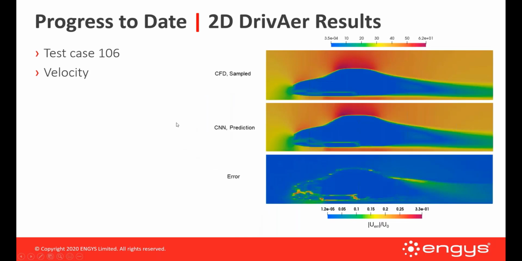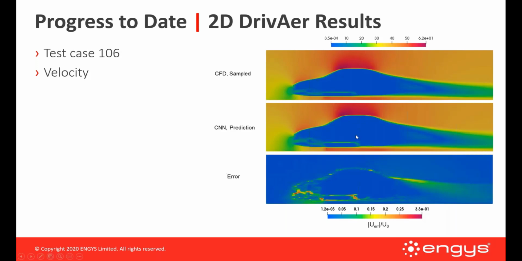Okay, so just a few examples of what this produces. This is one random case, test case 106. I think there are 150 or so test cases. At the top here we have the sample of the velocity. We've taken this sample mask of 128 by 128, stretched it over the car and into the wake, and then extracted the data. That's why it's slightly blurred, because the sampling is not as fine as a typical CFD mesh would be for a case like this.